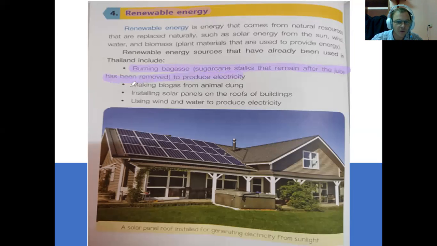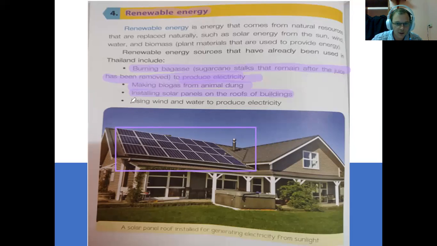Making biogas from animal dung. So that's a different type of energy we have, biogas. They can make it from the feces or dung of animals. Installing solar panels on top of roofs of buildings. So at the bottom, you can find a picture of solar panels over here. These are the solar panels. And lastly, using wind and water to produce electricity.